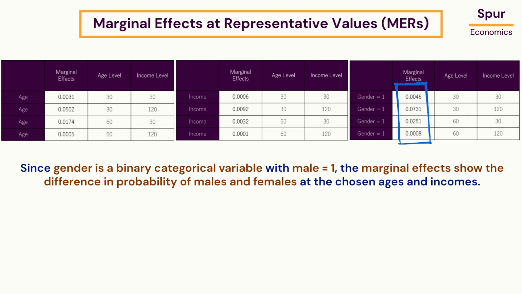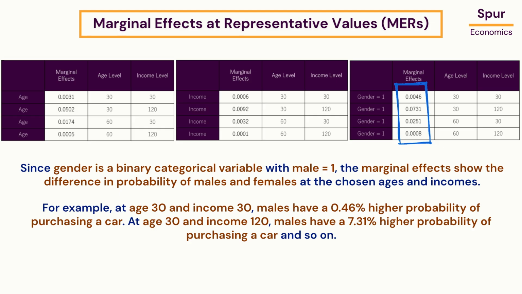Since gender is a binary categorical variable with 1 equal to male, the marginal effects show the difference in probability of males and females at the chosen ages and incomes. For example, at age 30 and income 30, males have a 0.46% higher probability of purchasing a car. At age 30 and income 120, males have a 7.31% higher probability of purchasing a car, and so on.